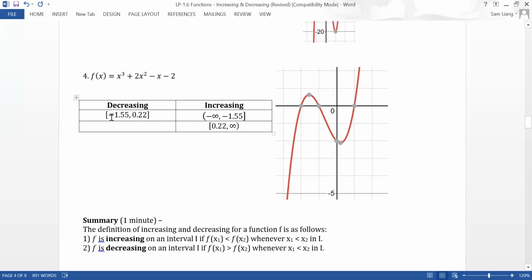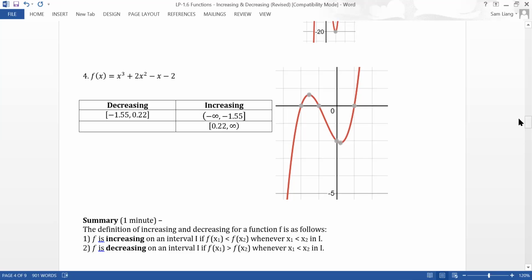Okay, so decreasing from negative 1.55 to 0.22. That's this point here to here, from the local max to the local min. Those are the x coordinates, or the interval on which it's decreasing. And then it's increasing from negative infinity to negative 1.55, that's this part here. And then we have increasing also from 0.22, that's this point here, to infinity. Okay, and again, everything's in brackets besides the infinities. But that's the solution here. If you need this part, please pause the video here and copy it down.